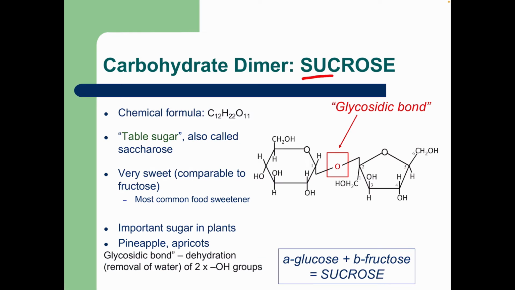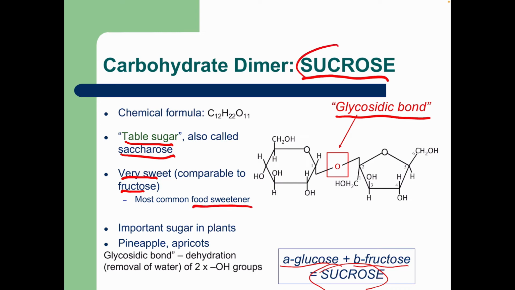So now moving on to sucrose. Again, we have a glycosidic bond, but now it's glucose plus beta fructose equals sucrose. In comparison to lactose, this formula, again, is C12H22O11. Sucrose essentially is the table sugar, which is also called saccharose. It is very sweet and comparable to fructose. It is the most common food sweetener.